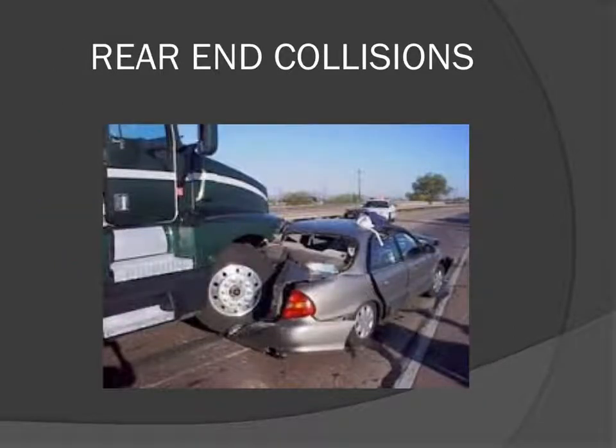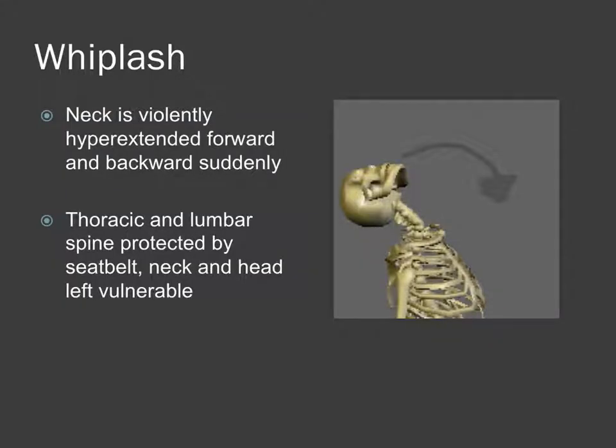The first type of collision I'll be talking about is a rear-end collision. One of the most prevalent injuries in a rear-ended collision is whiplash. Whiplash is basically the violent acceleration and deceleration backward and forward of the head and neck. Since the thoracic and lumbar spine are attached to the rest of the car, or at least protected by it, the head and neck are left vulnerable and they're kind of floating.